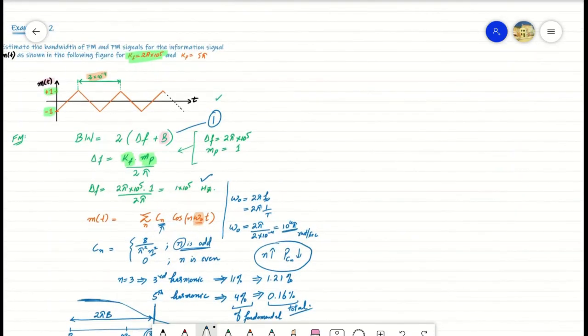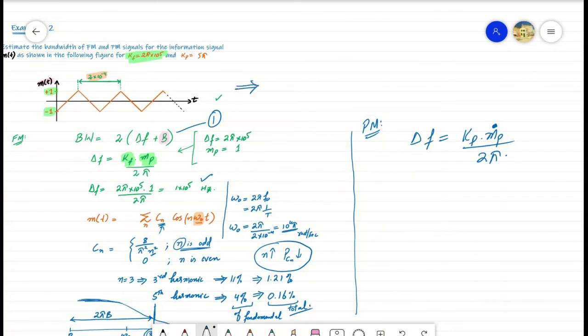Similarly, for the case of phase modulation, we know that the peak frequency deviation is represented by Kp into the peak amplitude of the derivative of the information signal, divided by 2 pi. We have the information signal available here. If we take the derivative of this signal and obtain the derivative of the information signal, in the time domain it will be equal to m dot of t.